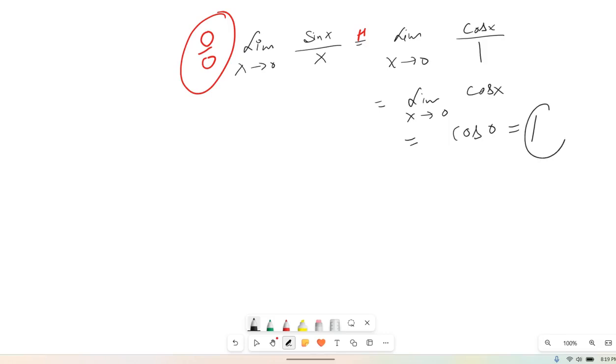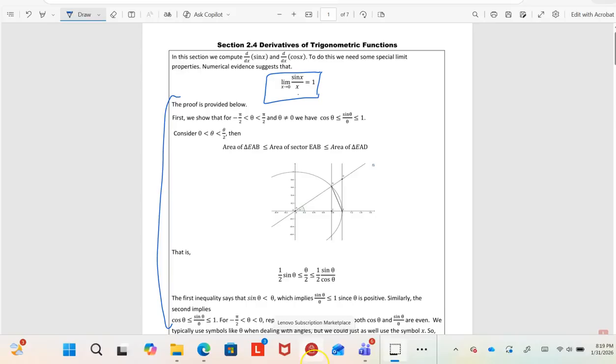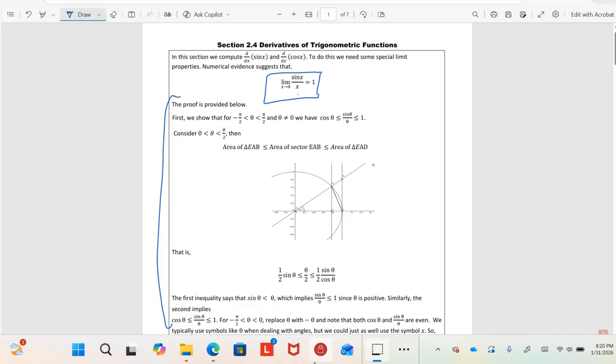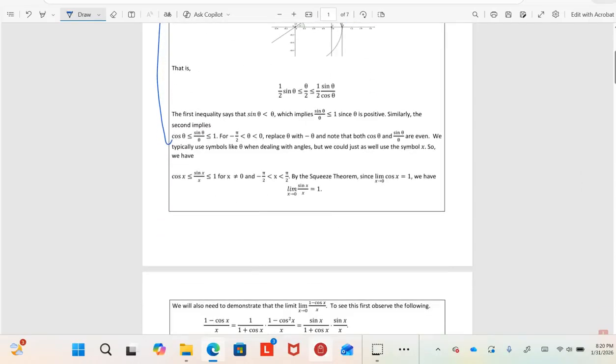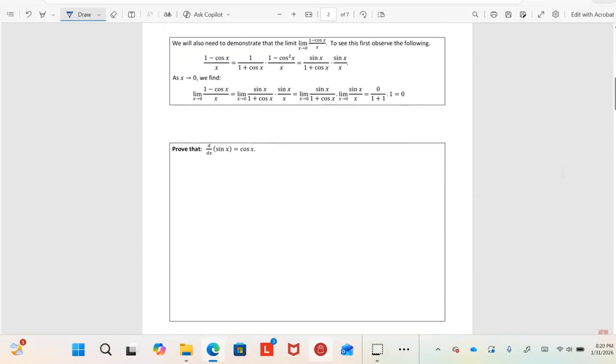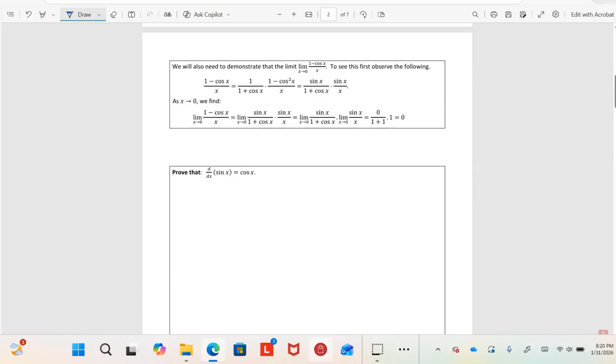The answer is 1. So that's what we are saying here, that the limit of sine x by x as x approaches 0 is 1. So this is an important limit. Write it in your formula sheet. That's how we're going to go with that. There is another limit which we're going to talk about. That is the limit of 1 minus cosine x by x as x approaches 0. That limit is 0. Okay.